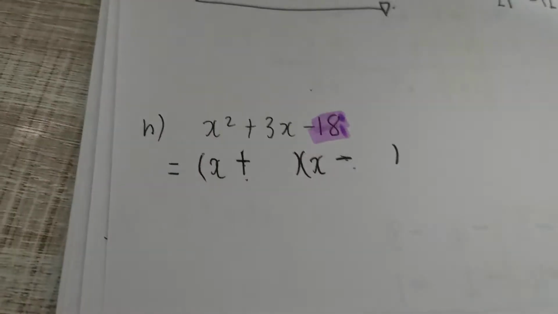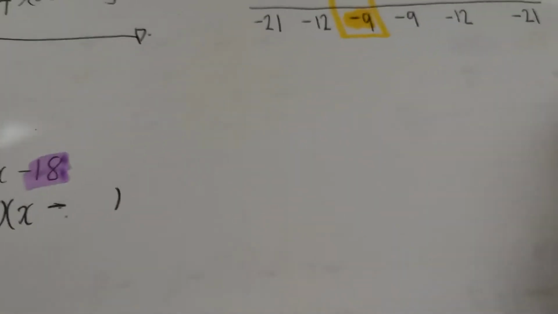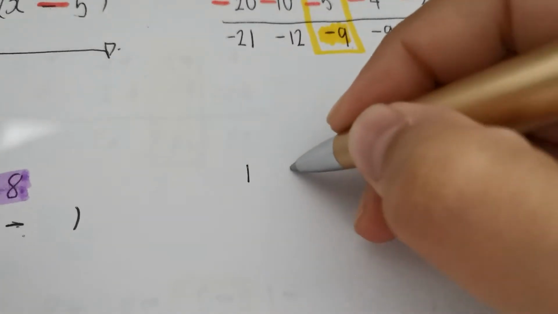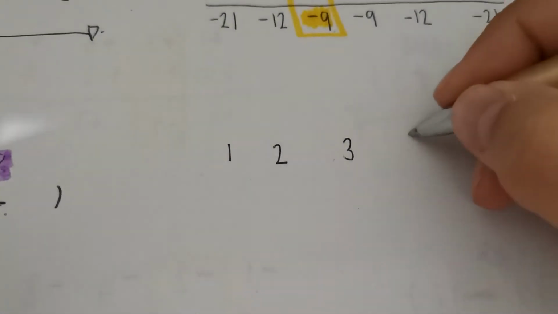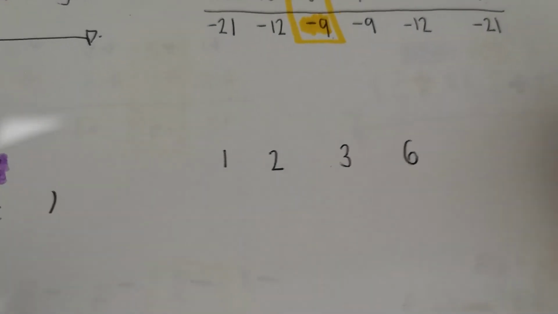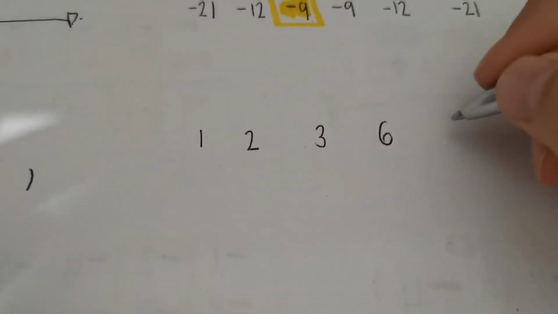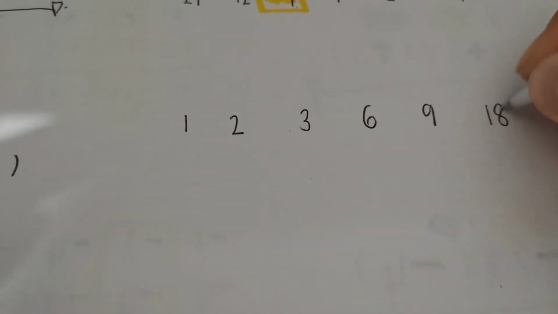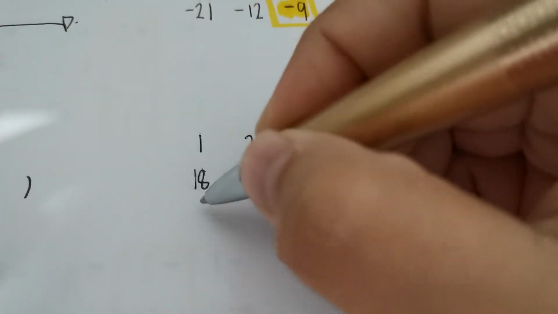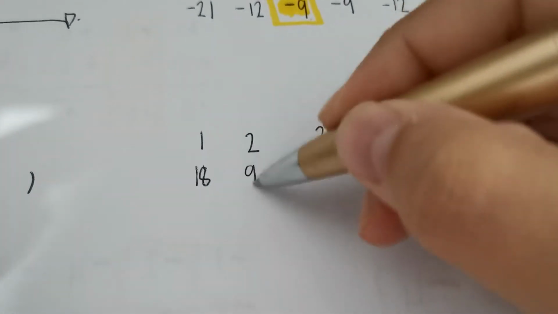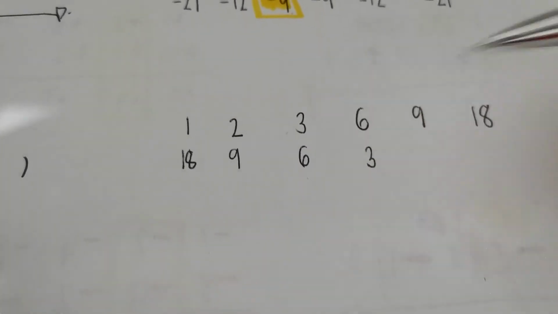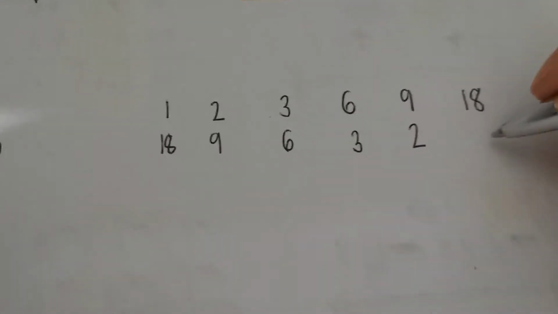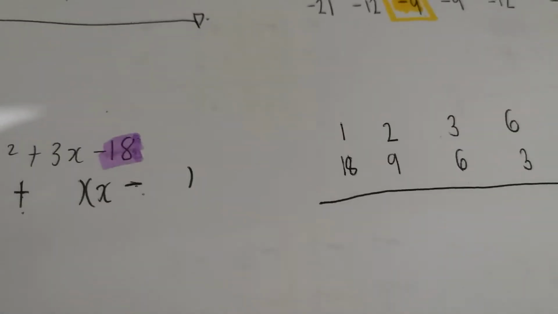Factors of 18. What goes into 18? 1 goes in, 2 goes in, 3. Does 4 go into 18? No. 5? No. 6? Yes. 7? No. 8? No. 9? Yes. And 18. Reverse them. 18 times 1, 18. 2 times 9, 18. 3 times 6, 18. 6 times 3, 18. 9 times 2, 18. 18 times 1, 18. Okay, so we know we're definitely right.